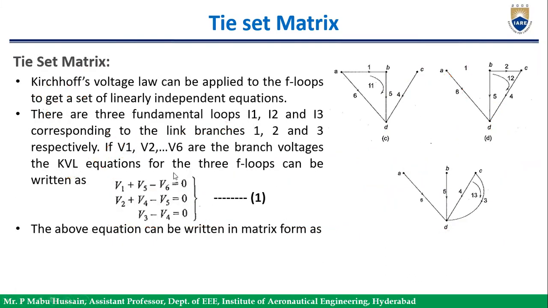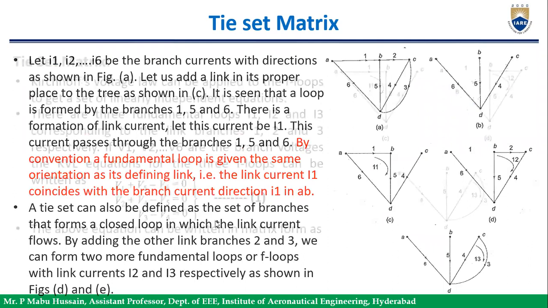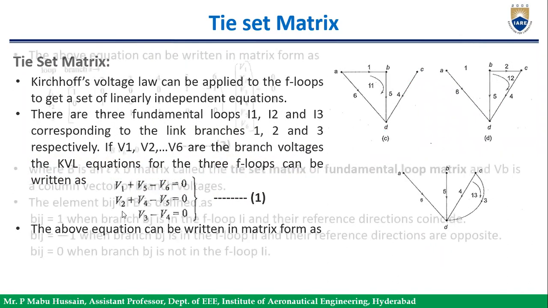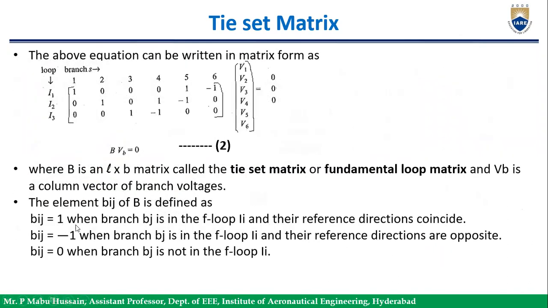So instead of writing these voltage equations, you can directly write the matrix here. Okay, how can you write it? You have to remember these conditions. The element in the Tieset matrix B will be like this.